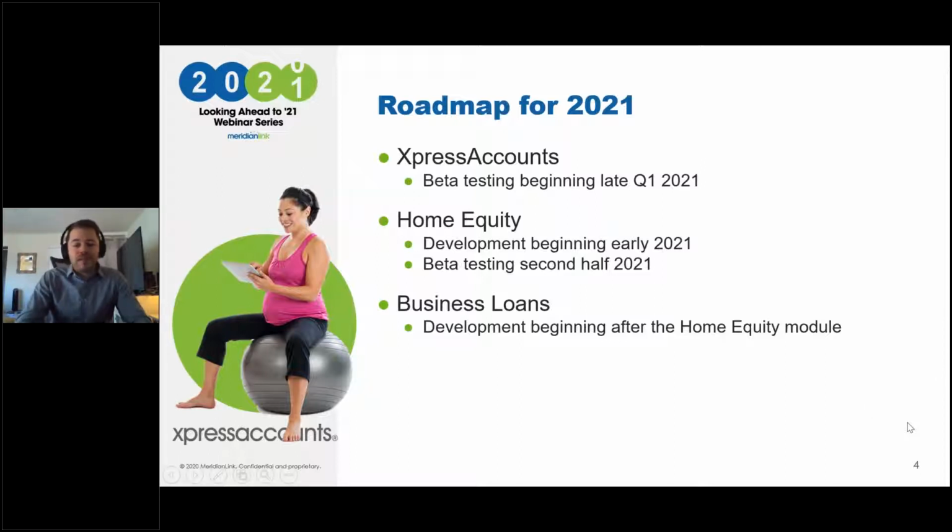Our team is going to pivot from finishing XpressAccounts over to home equity. And we anticipate beta testing in the second half of 2021 as well. And then the same schedule of having people test it out for a few months, provide feedback, we iterate, and then we'll make it available for production. And then finally, business loans will be the last application type we are doing in the modern experience, and that development will begin after the home equity module is completed.